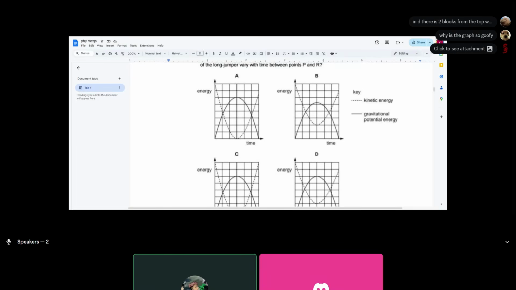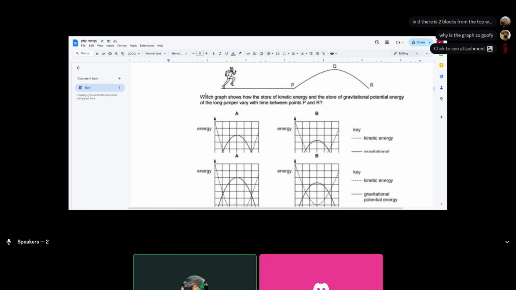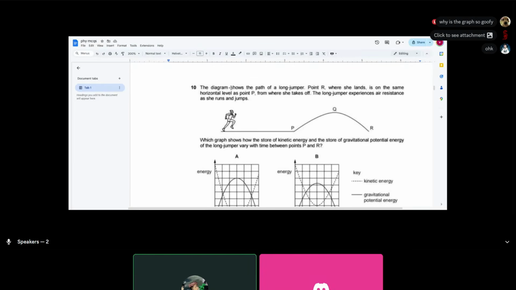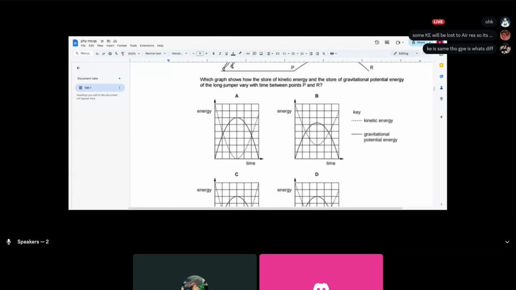The gravitational potential graph is obviously constant. That GPE doesn't depend on her speed, it only depends on her height. So yes, obviously parabolic shape. Yes, Blazify, thank you.